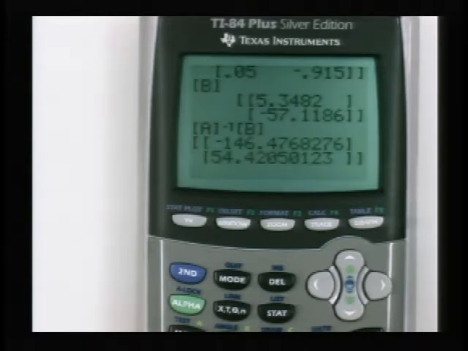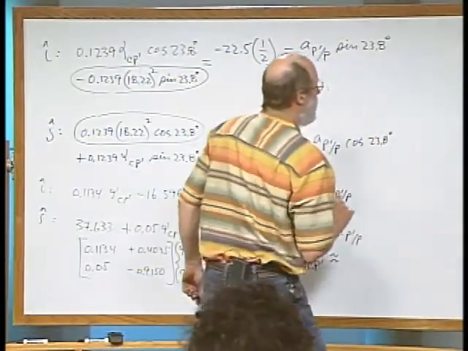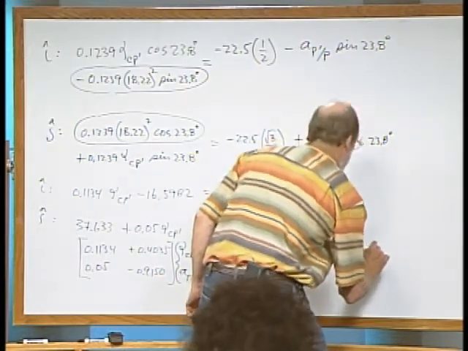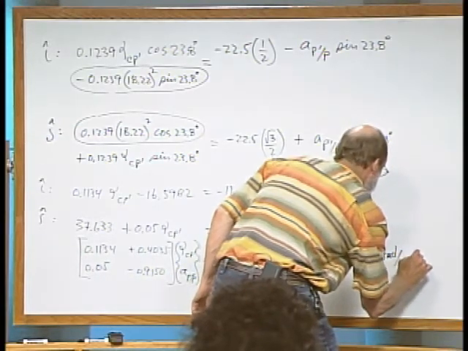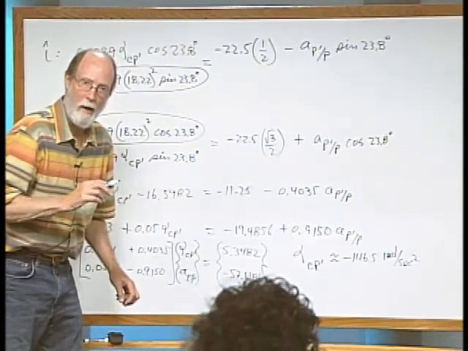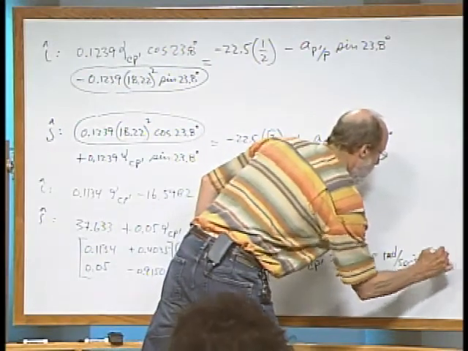And these should be our answers for both the alpha and the acceleration of P prime relative to P. So what we get coming out the door here is that alpha of CP prime is fairly large, negative 146.5 approximately, radians per second squared, which means negative means which way? Clockwise. So this is clockwise.